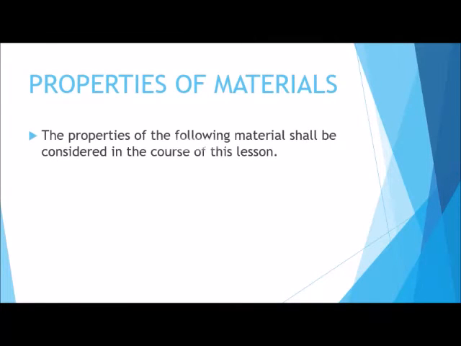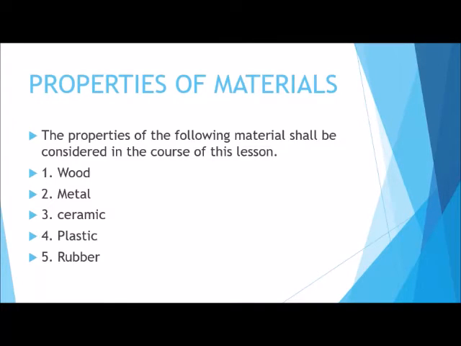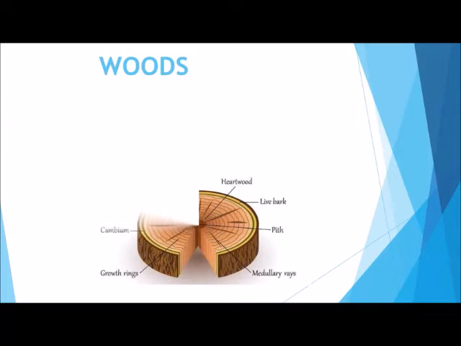Properties of materials. In the course of the lesson, we shall be looking at the properties of the following materials. 1. Wood. 2. Metal. 3. Ceramic. 4. Plastic. And 5. Rubber. Let us look at wood.